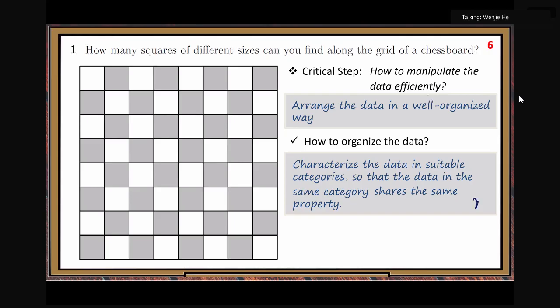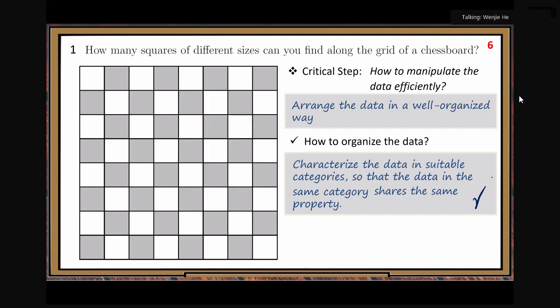So this step is important. Why do we organize our data? This is the reason. Because after we organize our data in suitable categories, in different categories we apply different properties. Then it's much easier. Otherwise, if you mix the data from all different categories, you cannot keep track of your data well.